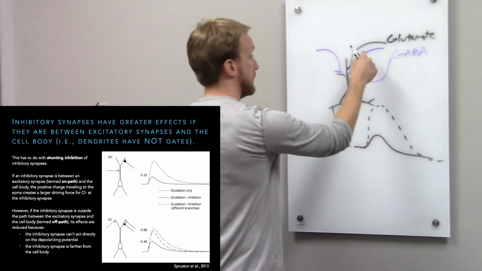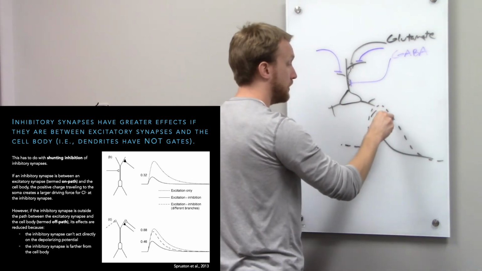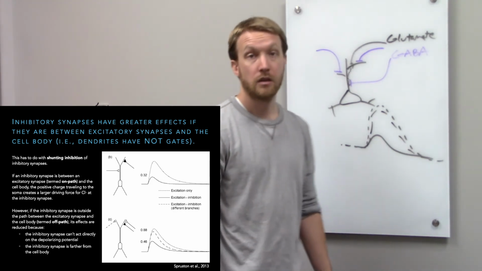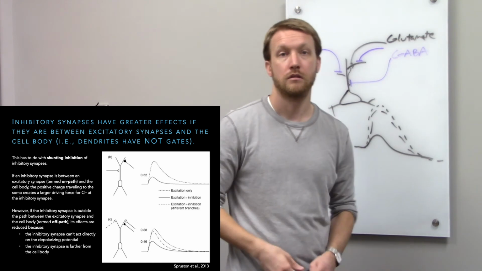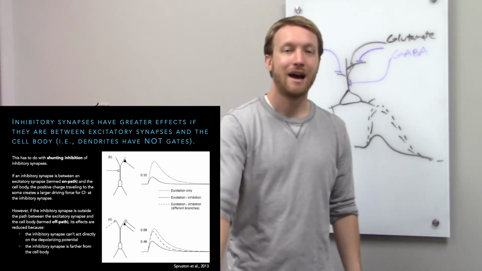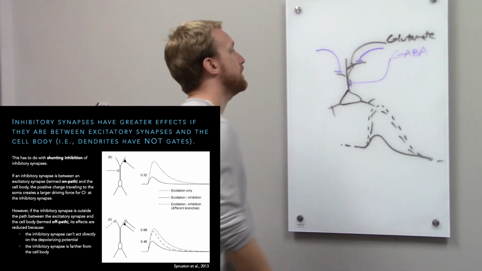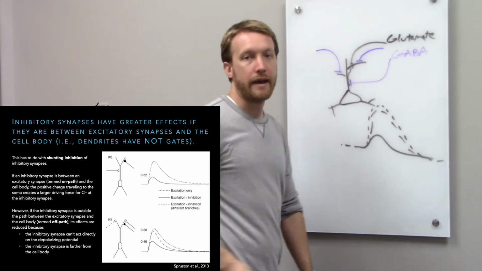So if we were to stimulate here, we'd expect very little effect. Some, but very little. So this would be a NOT gate. If we want this neuron to be excited, we need this, not this, to be active.